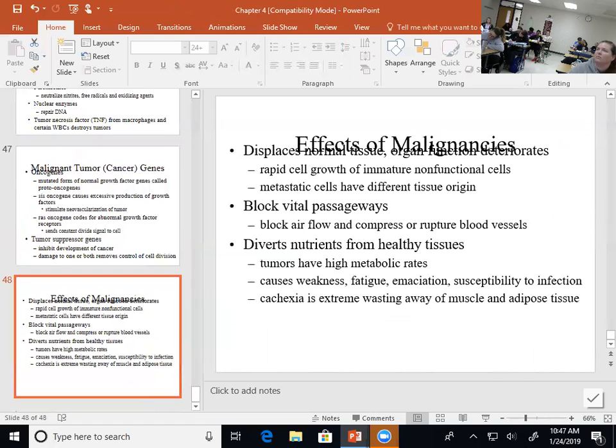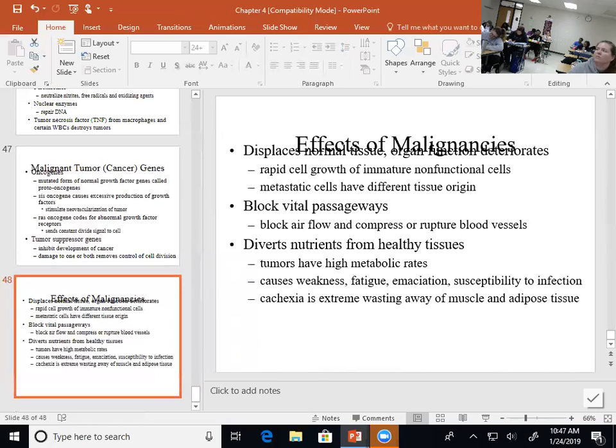Now, what are the effects? Sorry, the title's into the text, but what are the effects? Nobody's copying the PowerPoints verbatim, but the effects of malignancies is that they're stealing nutrients from your functioning cells. So your functioning cells are going to all be suffering. Is that right? And they're going to sometimes block passageways. So they can cause bleeding. They can cause all kinds of things that can happen. And so these are just some of the things.